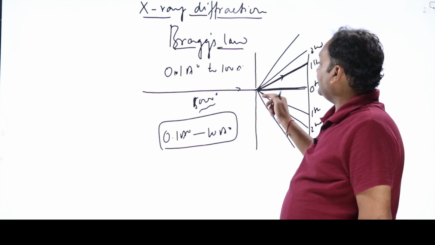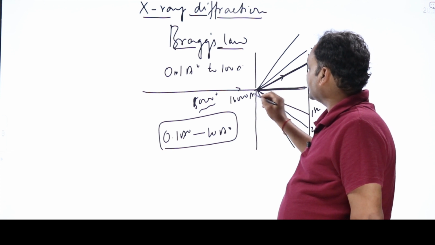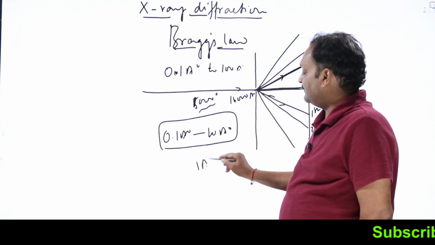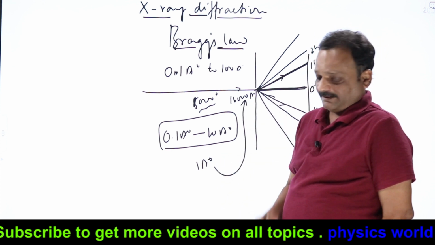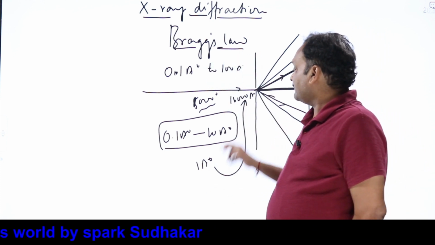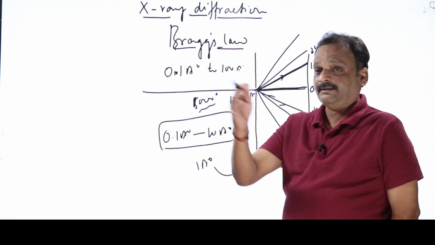Now optical gratings have 16,000, 17,000 angstroms separation between two lines. When I use a 1 angstrom wavelength X-ray beam, 1 angstrom is not comparable to 16,000, is it? Comparable means 2 times, 3 times, 4 times it should be. You cannot compare 1 with 16,000. They are in the ratio 1 to 16,000.